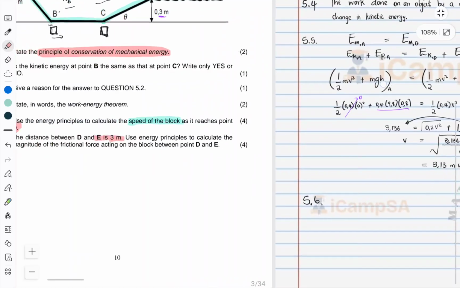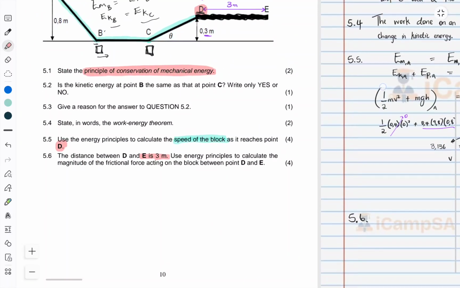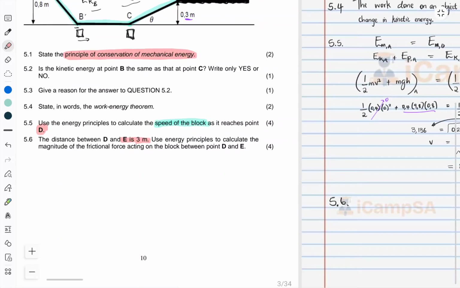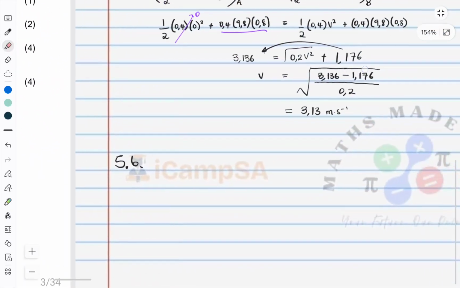Now let's go to our question 5.6. The distance between D and E is 3 meters. Use energy principles to calculate the magnitude of the frictional force acting on the block between points D and E.